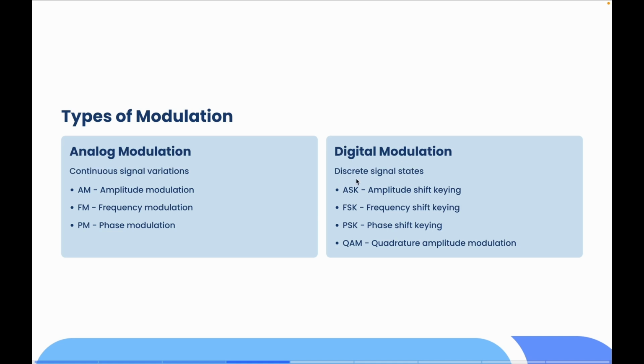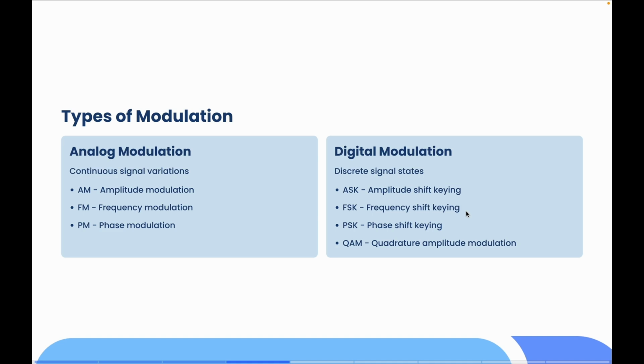Digital modulation uses discrete signal states. First is ASK, amplitude shift keying. In this, amplitude changes between fixed levels. FSK, frequency shift keying: the frequency changes to represent data. It is used in Bluetooth. PSK, phase shift keying: the phase changes in steps. It is used in Wi-Fi.